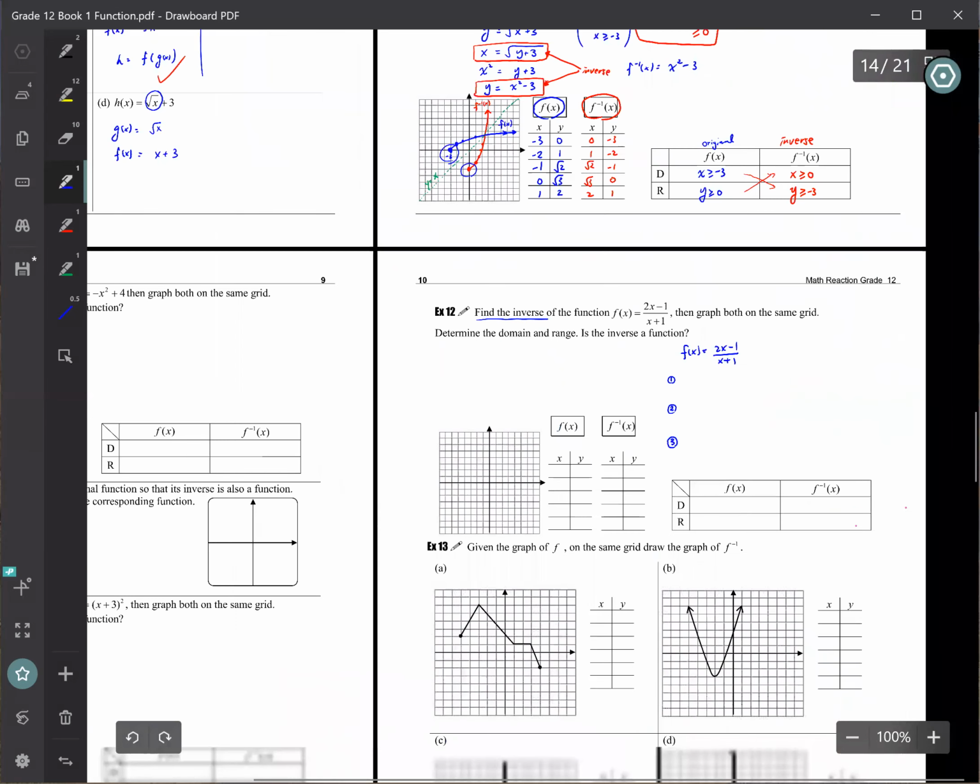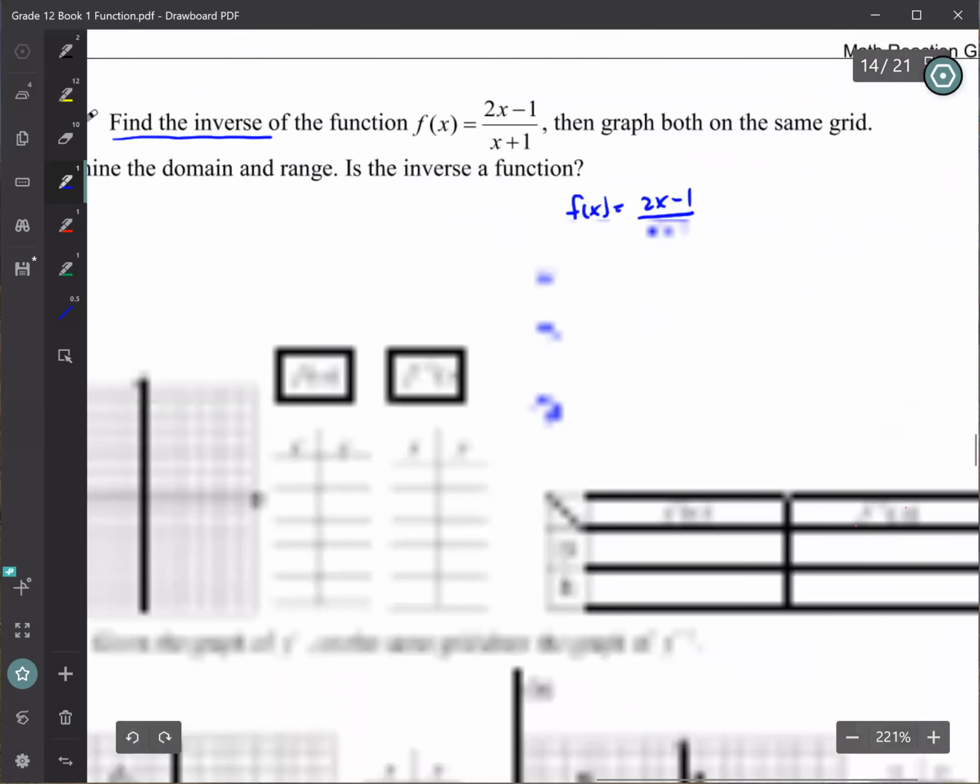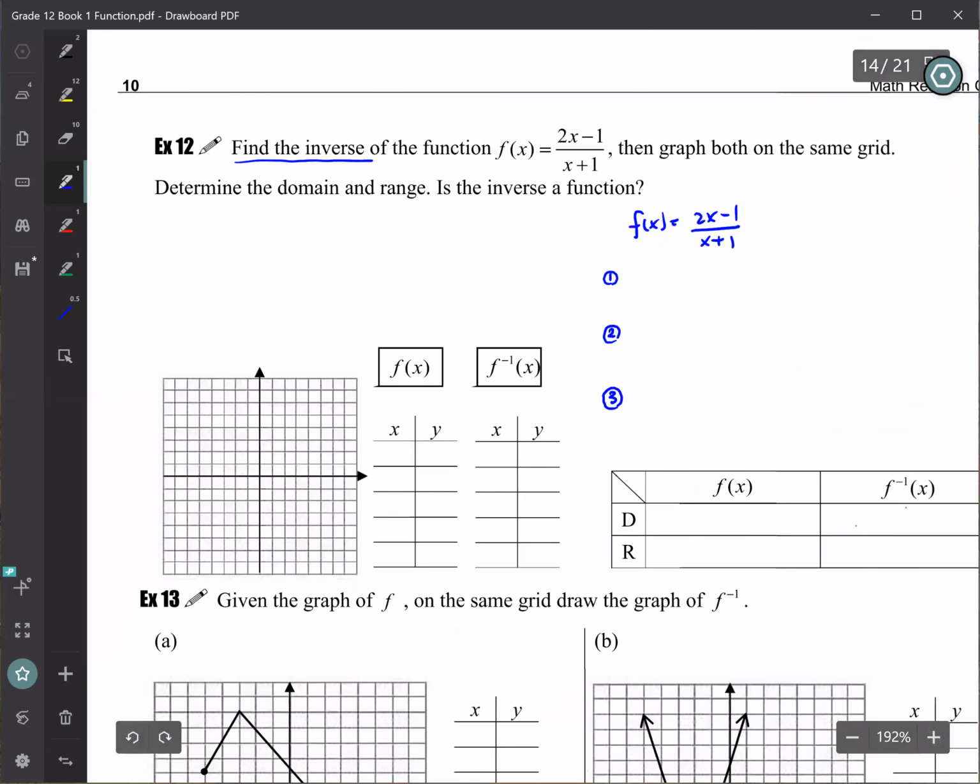So what do you do here? How do you do that here? Change f(x) to y. So what should I write? y equals (2x minus 1) over (x plus 1). Yes, okay. So this is what you should be doing, okay? Find the inverse. So right now, step 1.